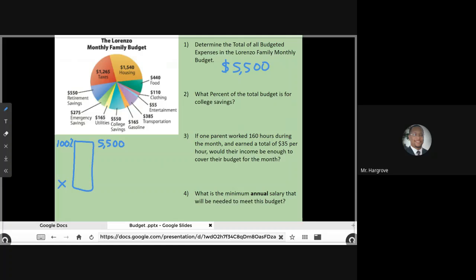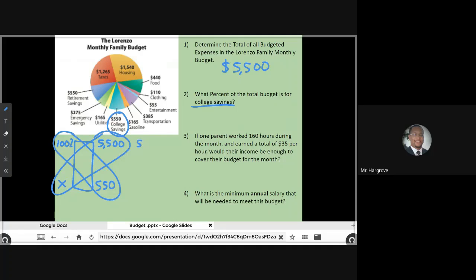And we need to look at specifically college savings. So how much money is spent on college savings? That amount is right there. $550 is spent on college savings. Okay, so now I'm going to cross multiply and just solve for x.